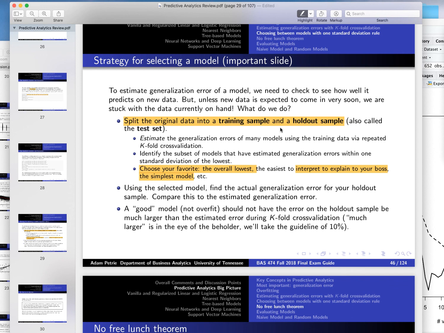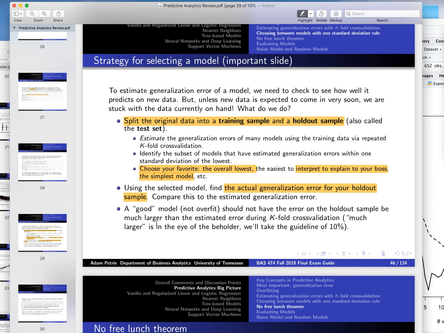So once we've selected our model, we'll fit that model to the entirety of the training data, and then look to see how well it actually generalizes to the holdout sample. We'll get that generalization error on the holdout sample, and those two better match up pretty closely. The estimated error should be pretty darn close to the error that it actually is on the holdout sample, because if the estimated generalization error is a lot lower than what we end up finding on the holdout sample, that's indicating our model is overfit.